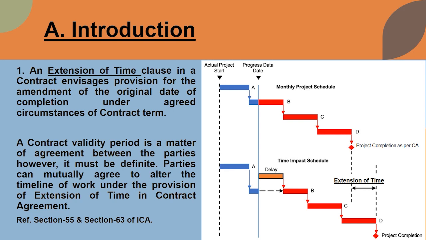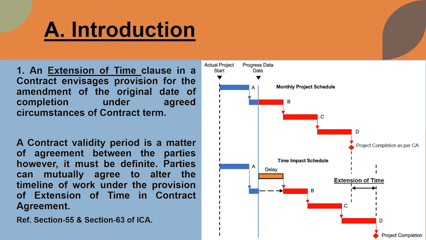I request you to refer to Section 53, 54, 55 and Section 63 of the Indian Contract Act. I have also attached a very basic illustration. This bar chart is showing a very basic illustration of extension of time. Let's suppose your schedule starts with activity A and completes with completion of activity D. This is the original baseline.